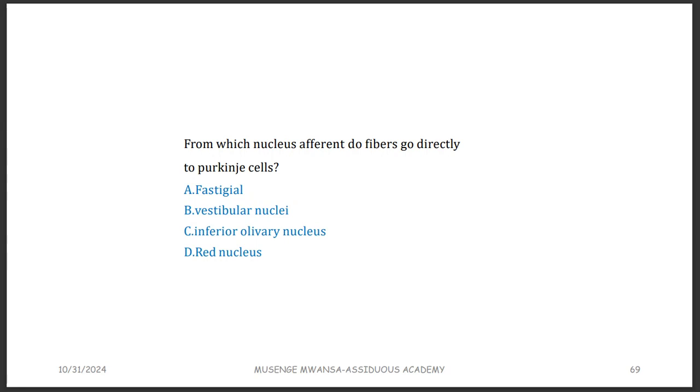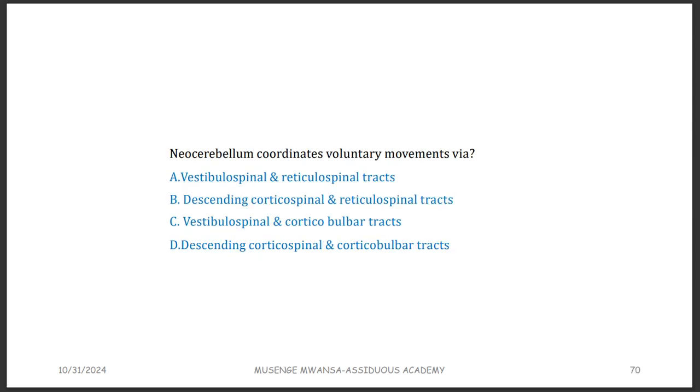The fastigial, thank you. From which nucleus do afferent fibers go direct to Purkinje cells? Fastigial nucleus, vestibular nucleus, inferior olivary nucleus, red nucleus. Yeah, the inferior olivary.